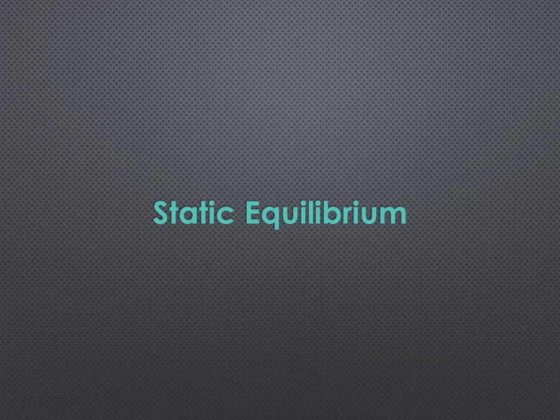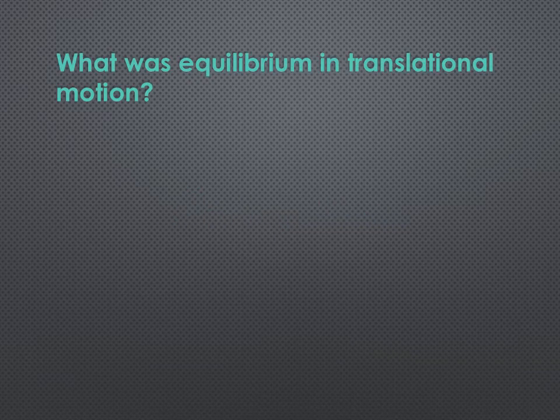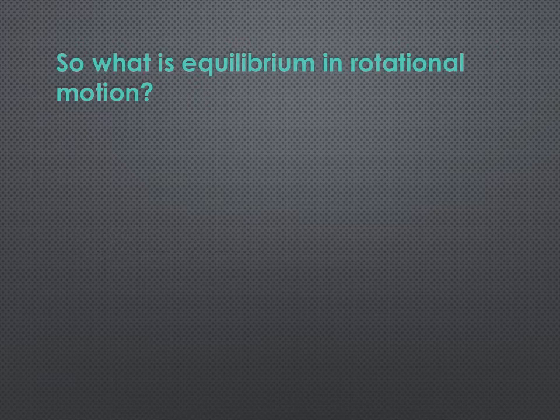Static equilibrium. What was equilibrium when we studied translational motion? Well, it meant that all the forces were balanced and the object wasn't accelerating, otherwise known as the net force was equal to 0. So what do we think equilibrium is in rotational motion? Well, our analog for force is now torque, so it makes sense that equilibrium in rotation is when net torque is 0.